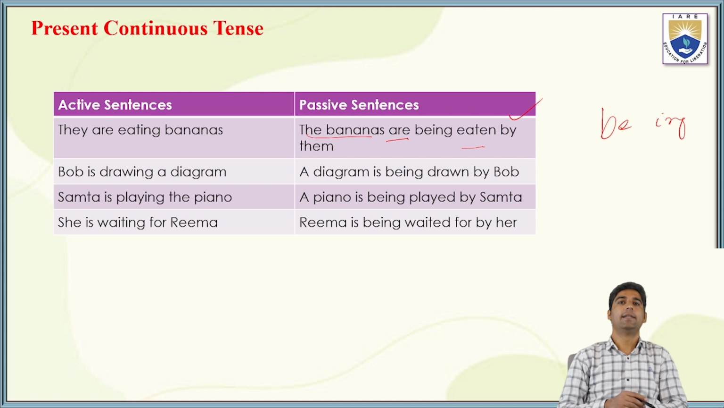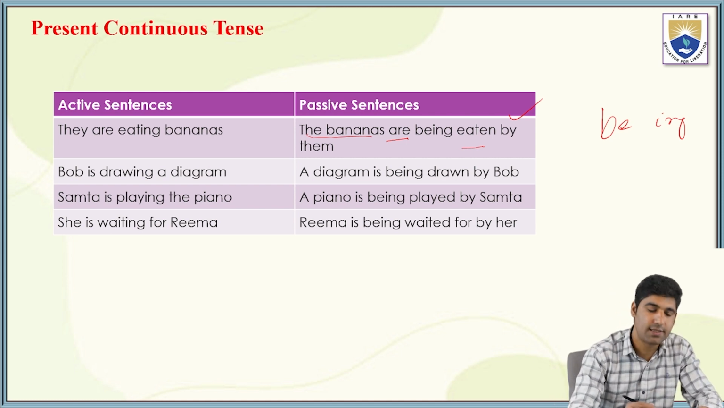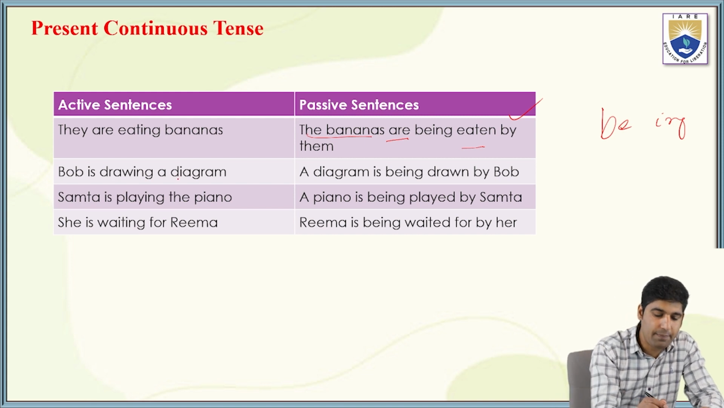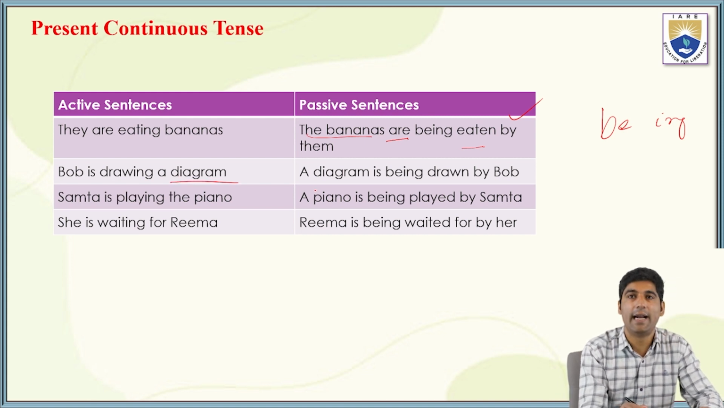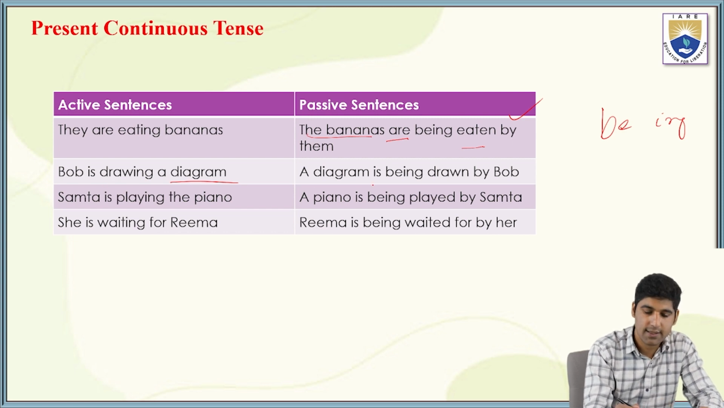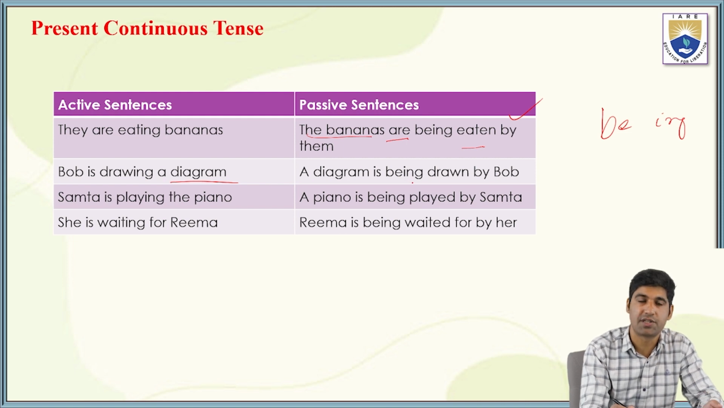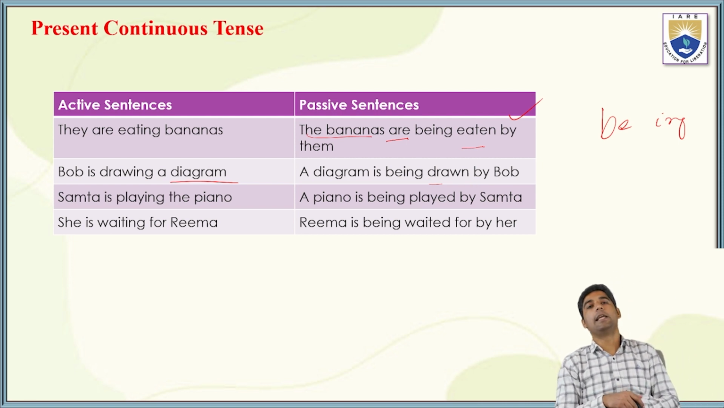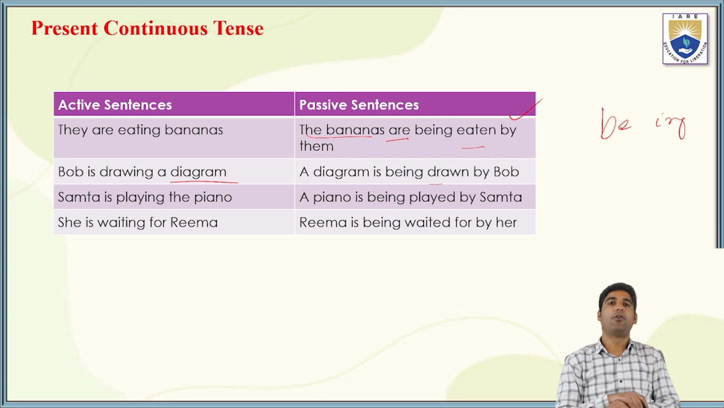Now I will give one more sentence. Bob is drawing a diagram. So diagram will be the object now. A diagram, then is, it is singular. Be will be being because it's continuous tense, is being. Drawn is the third form, by Bob. Now, Samta is playing the piano. The piano is being played by Samta. She is waiting for Reena. Reena is being waited by her. Is being waited for, or for is there, for by her.